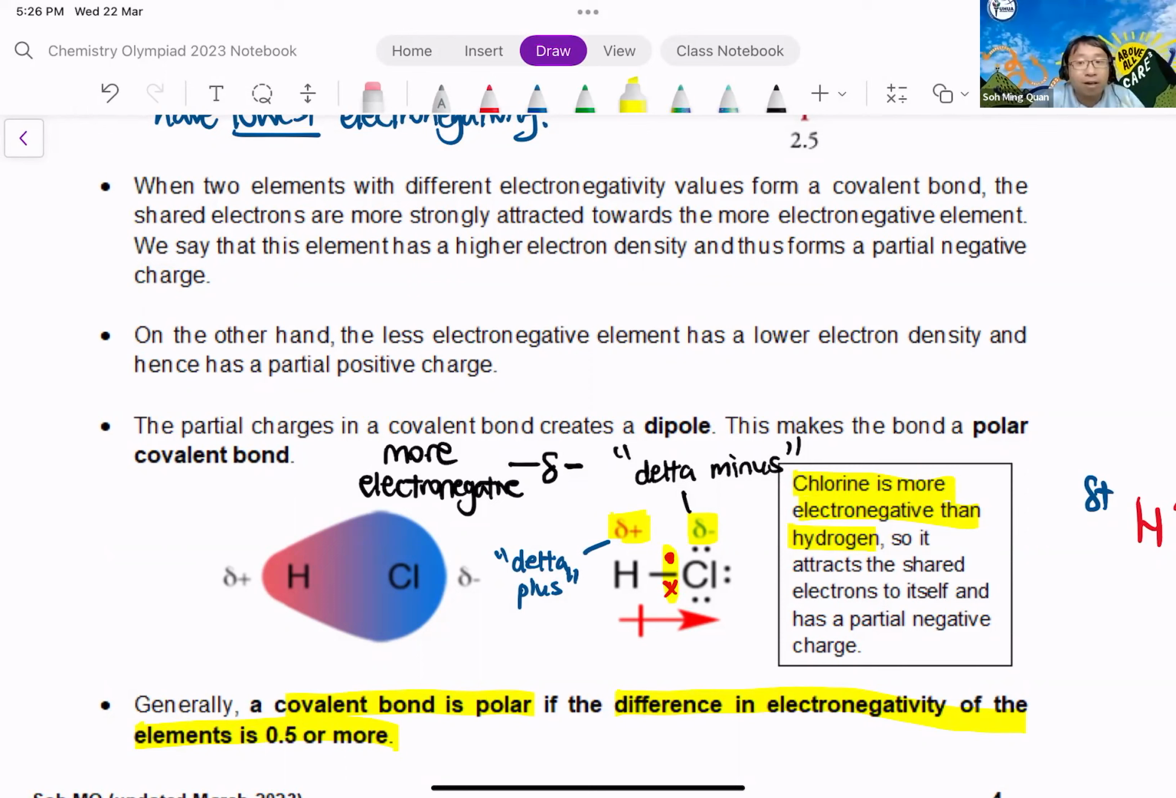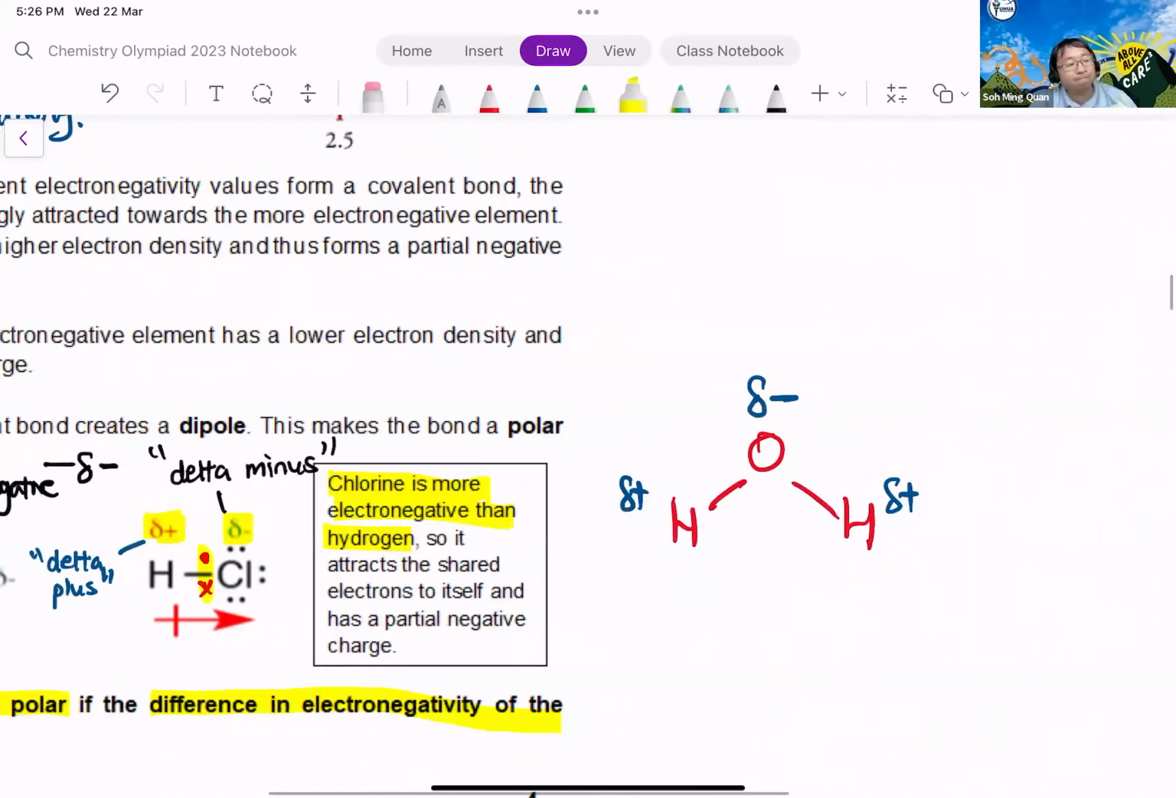And for my Sec 4 students, hopefully you realize why HCl is acidic now. If you were to dissolve HCl in water, it's quite obvious that it will form H+ ions. Because even as a covalent molecule, HCl is already polar. There's a delta plus on H already. So once you put it into water, it will form H+. Okay? So just now, I had a few questions about water.